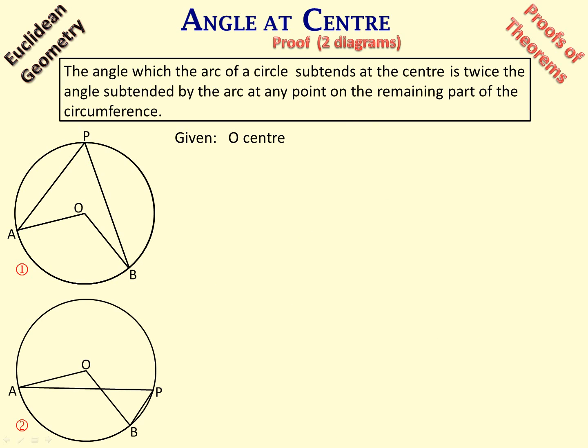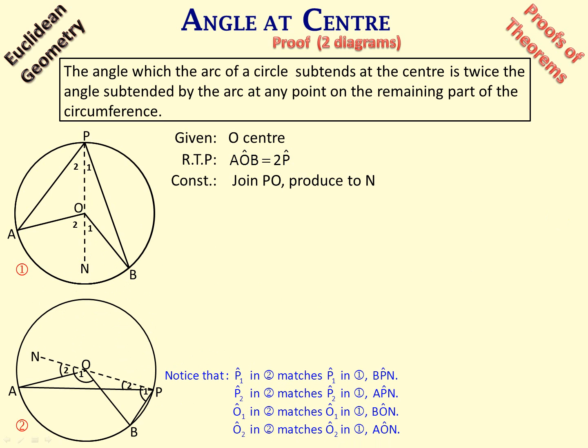Now we'll do it for the two diagrams, labeled 1 and 2 because I need to refer to them later in the figure. Same required to prove, same construction. Now notice, join PO, produce to N, so therefore I must join PO, produce to N. Now we're going to label the angles in the same way.